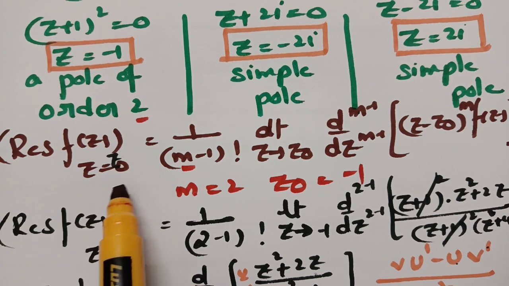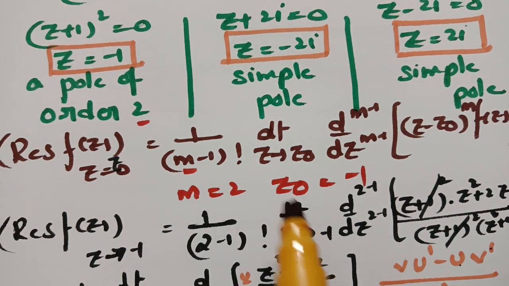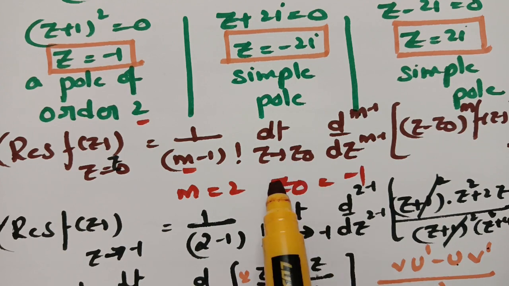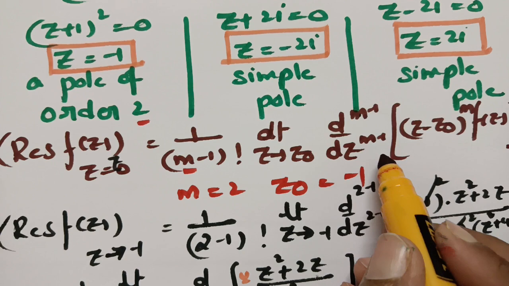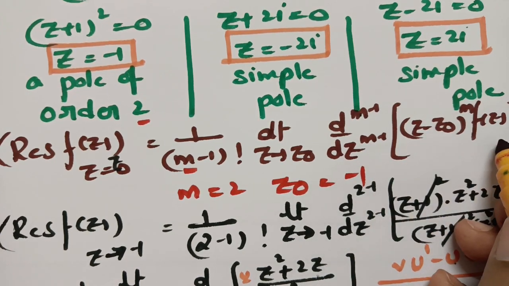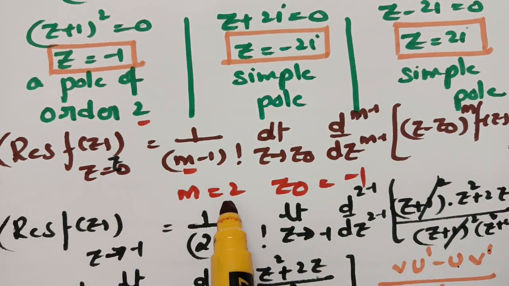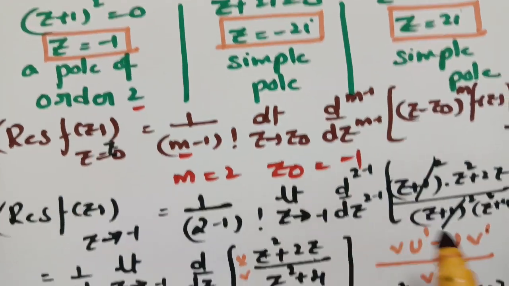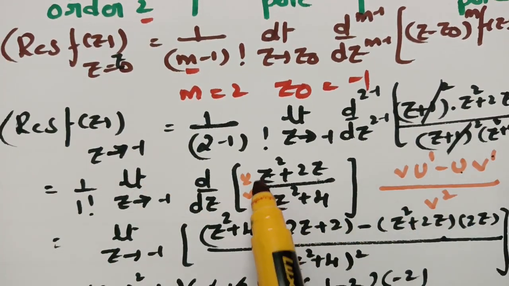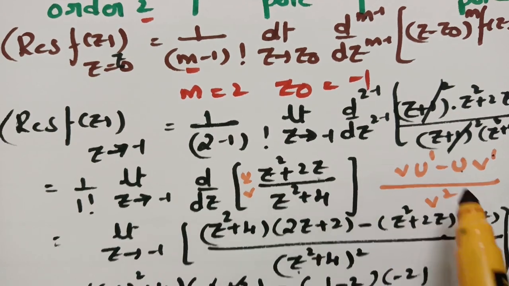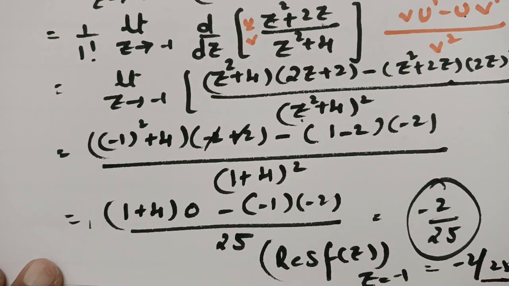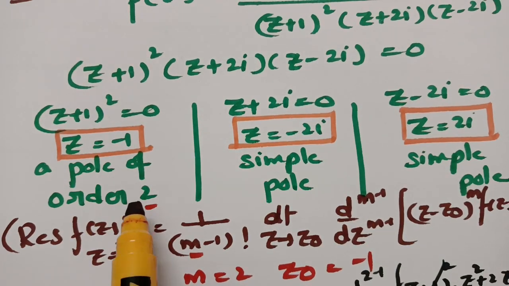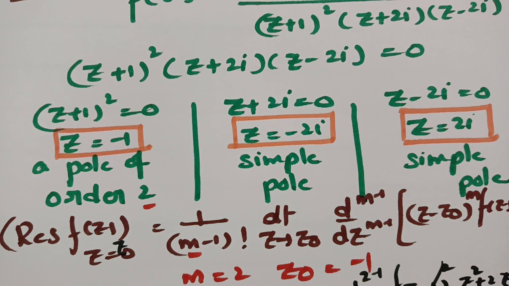Here, residue of f of z at the point z equal to z naught. The formula here is 1 by m minus 1 factorial into limit z tends to z naught, d by dz power m minus 1, of z minus z naught power m into f of z. So here our order value is equal to 2 and our z naught value is equal to minus 1. And after substituting and using the u by v rule for the derivative and substituting the value of z as minus 1, we got the value as minus 2 by 25 for the pole z equal to minus 1. And next one for the pole z equal to minus 2i.